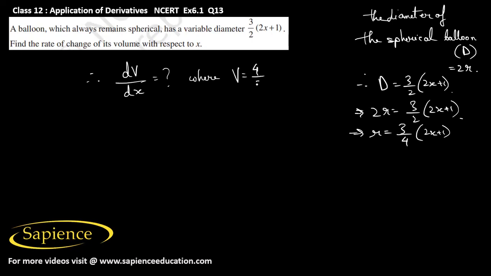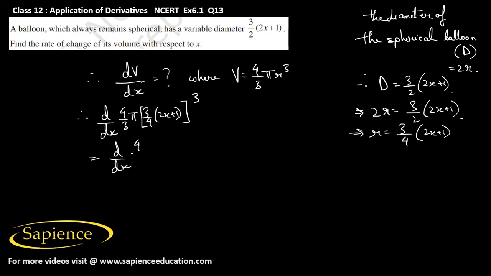So V will be 4 by 3 pi r cube. So therefore, this will be equal to d by dx of V. V will be equal to 4 by 3 pi into r cube. So this will be equal to 3 by 4 into 2x plus 1 whole cube. So d by dx of this, that we have to find. So that will be d by dx of 4 by 3 pi into, this will be 3 cube, that is 27, and 4 cube, that is 4 into 16, into 2x plus 1 whole cube. That we have to find.